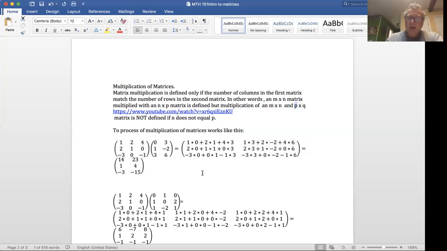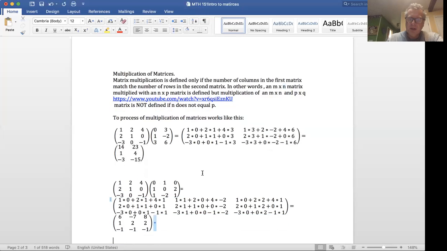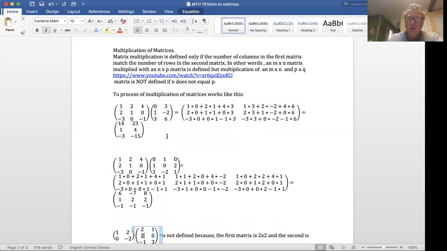Let's take a look at an example. Now, what I want you to pay attention to is that when we're multiplying these matrices together, and I have a few examples here, we multiply row with column, row with column. I'll repeat that, row with column. So I'm going to multiply the first row right here with the first column here.